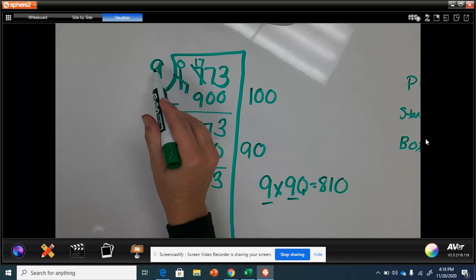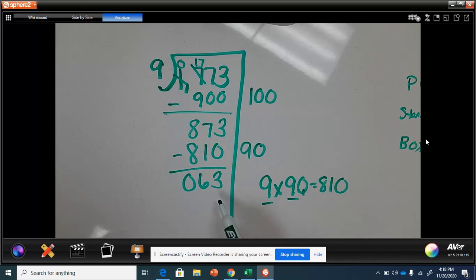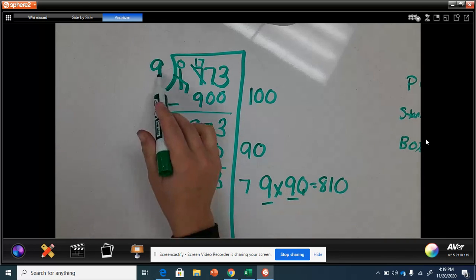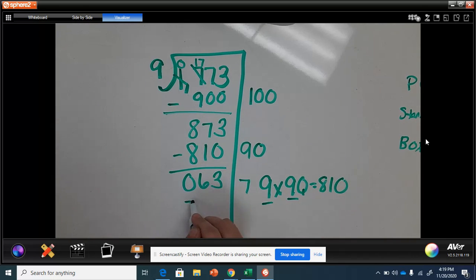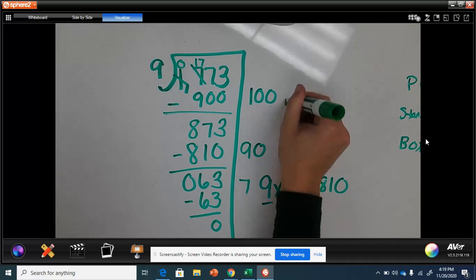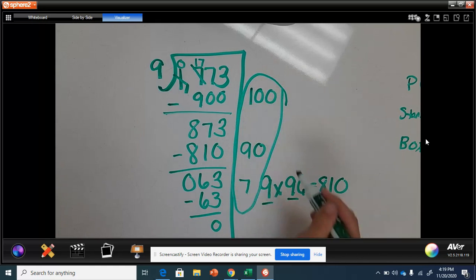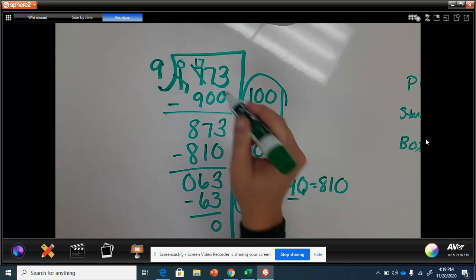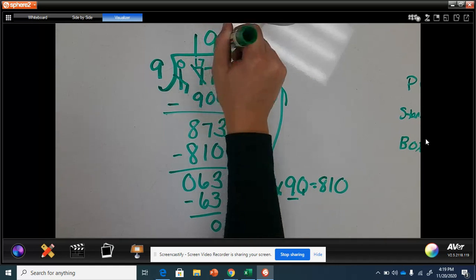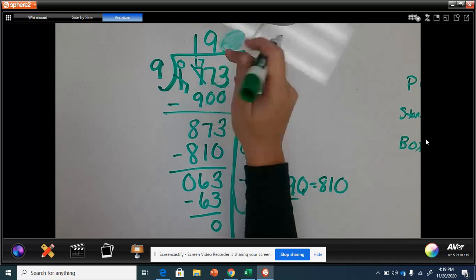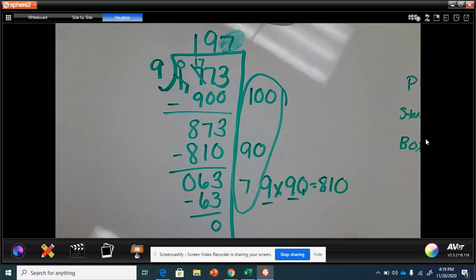Now I'm left with how many times 9 goes into 63. 9 goes into 63 7 times. 9 times 7 equals 63. So I'm going to do minus 63, and I have no remainder. In order to get my quotient, I have to add up these 3 numbers. 100 plus 90 plus 7 will give me 97 as my quotient. So that's an example of the partial quotients.